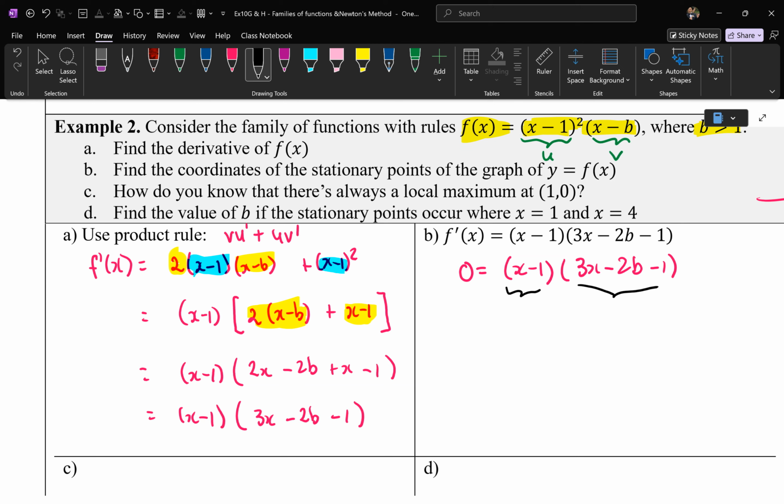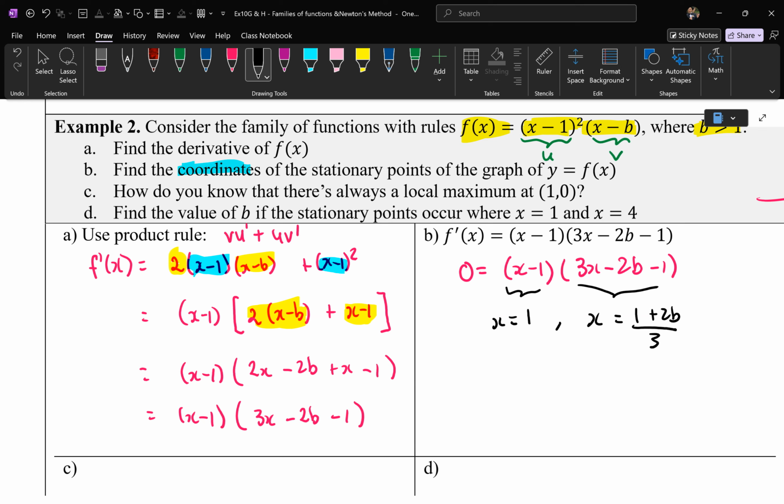Solving for part B, because they asked you for coordinates, it's not just the x coordinates, you need the y coordinates as well. X should equal to what? What do we have for x? 1, yes, and 3x minus 2b minus 1. We can already see that x will equal, moving 1 across, 1 plus 2b all over 3.